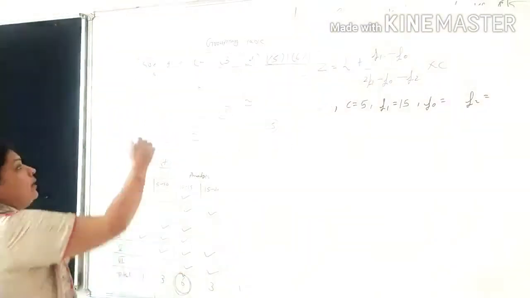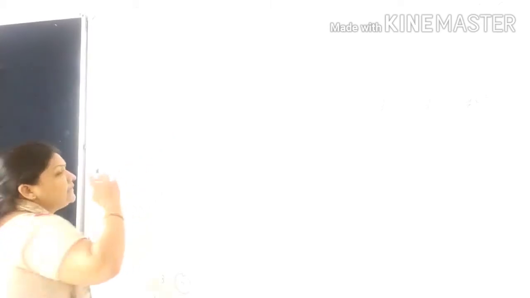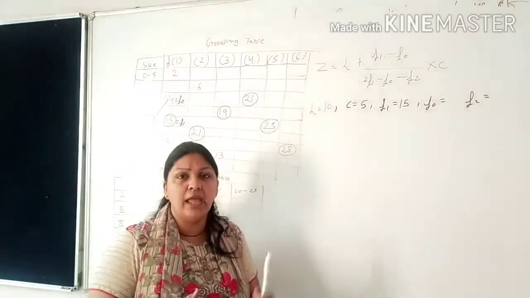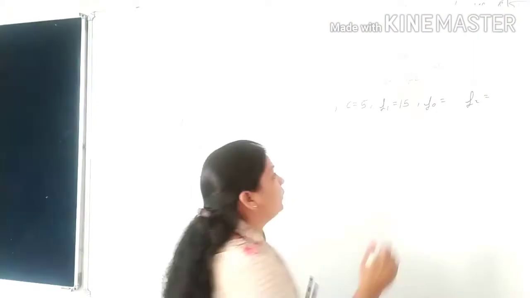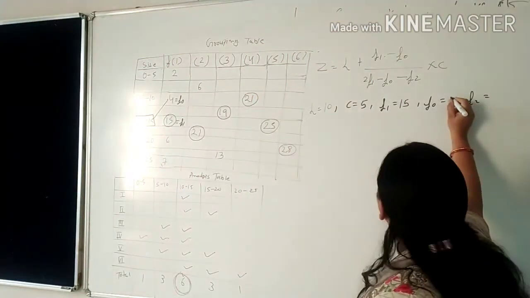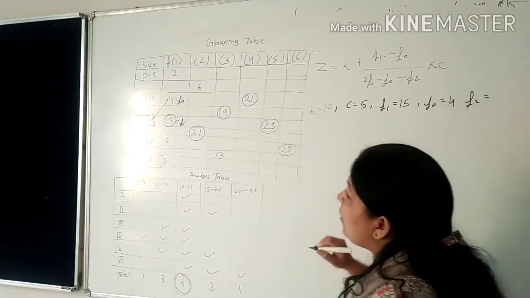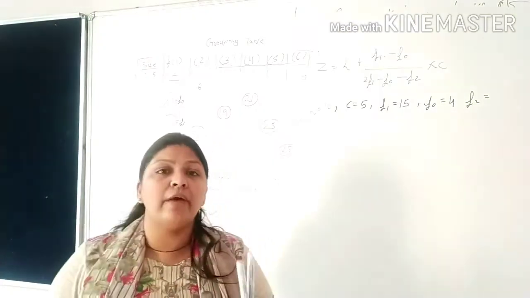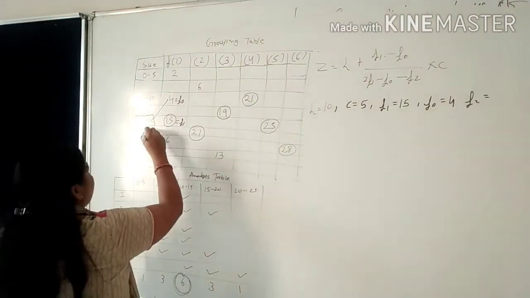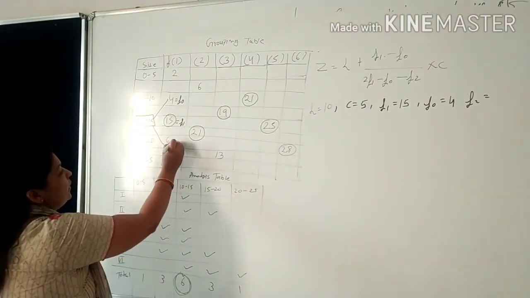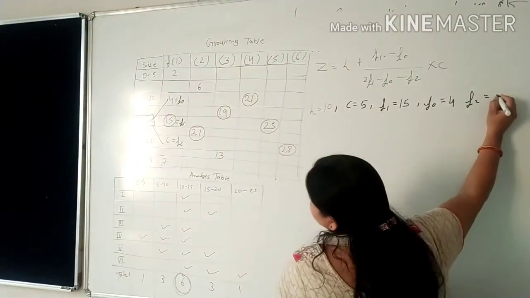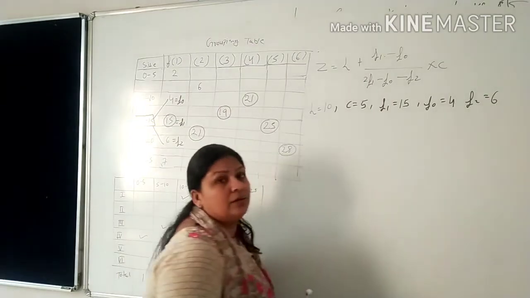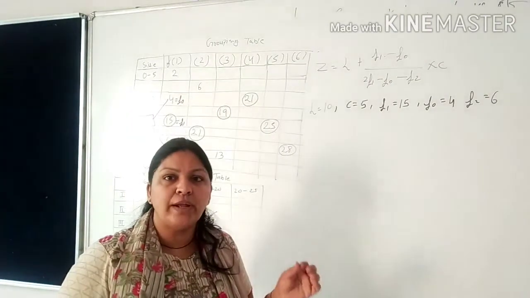Now, this is your F2. So write down the F2, it is this one. So this is your F2. Clear? So write down here which frequency? 6. Got my point? How to find out that?